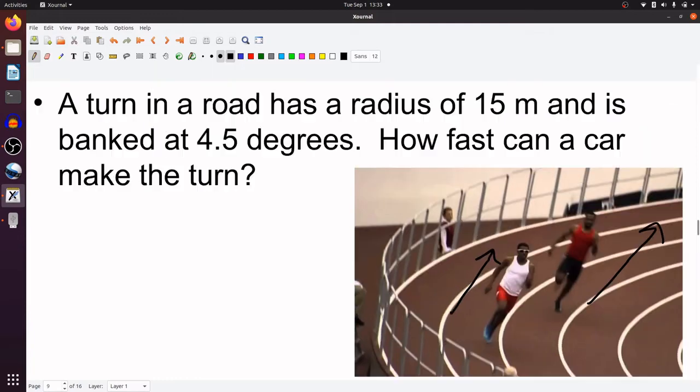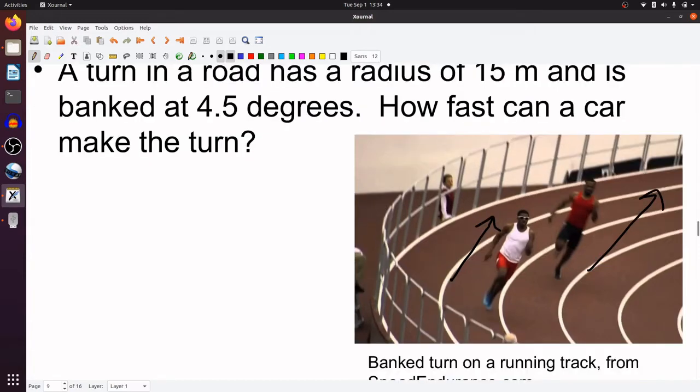Anywho, so we have a turn in the road. This time the radius is the same, 15 meters, and it's banked at 4.5 degrees. How fast can a car make the turn? We don't factor in friction because the problem gets a little messy. It's more of a 313 problem and not a 213 problem. That and the problem takes forever to solve. I used to solve that in the 313 class and it just took a long time. The 313 doesn't cover as many chapters, so it's kind of a give and take system.